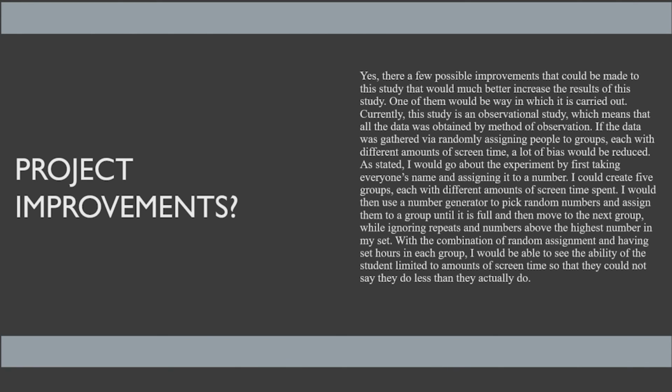If data was gathered by randomly assigning people to groups, a lot of bias would be reduced. I would go about the experiment by first taking everyone's name and assigning it to a number. I could create 5 groups, each with different amounts of screen time spent. I would then use a number generator to pick random numbers and assign them to a group until it is full and then move to the next group, while ignoring repeats and numbers above the highest number in my set.